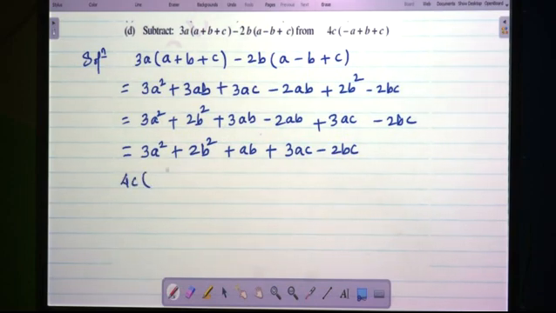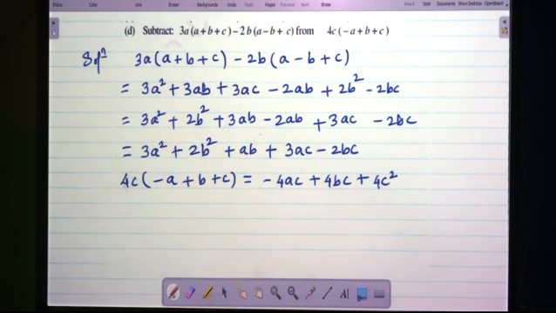4c(minus a plus b plus c) is equal to minus 4ac plus 4bc plus 4c square. I guess you have understood this. Plus into minus is minus, 4c into a is 4ac. Plus into plus is plus, 4c into b is 4bc. Again plus into plus is plus, 4c into c is 4c square. Now, these are the two expressions.